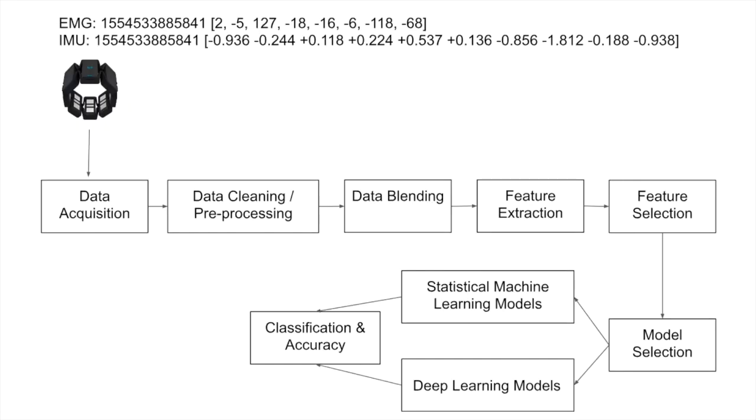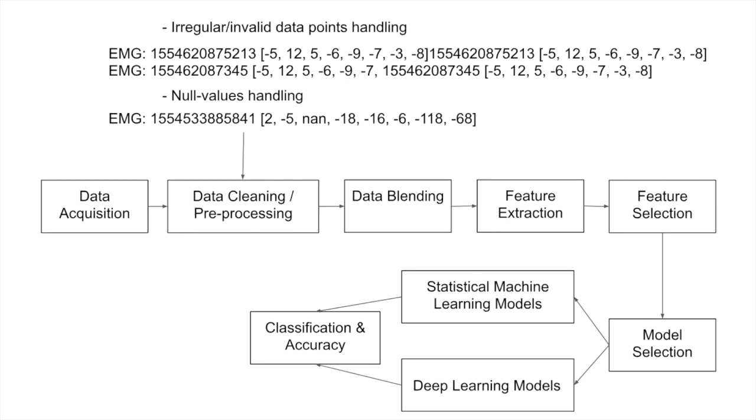So in this snippet you can see the EMG data. This is a normal feature vector from the EMG feature set and the IMU data set, where the big number, that 1544, is the timestamp followed by 8 features, while the IMU has the timestamp followed by 10 features. Now, in the data cleaning and pre-processing, we remove the irregular and invalid data points, and we merge them into the EMG file format using the timestamps.